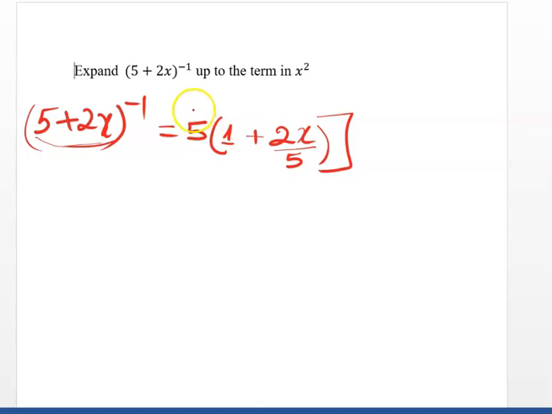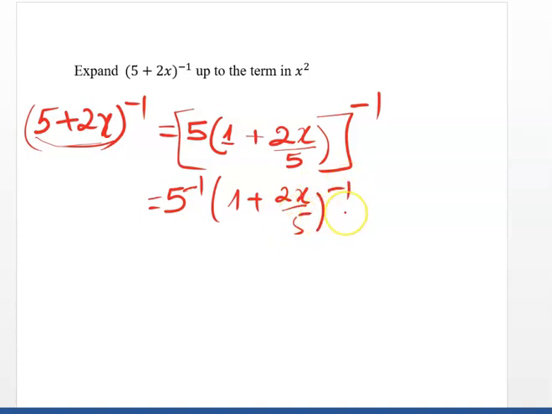Then we have all this to the power negative 1, which is equal to, from the law of indices, ab to the power n is a to the power n, b to the power n. So this is 5 to the power negative 1 into 1 plus 2x over 5 to the power negative 1. And 5 to the power negative 1 is 1 over 5.